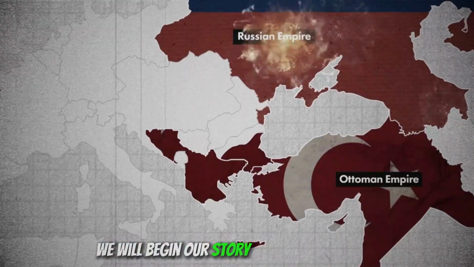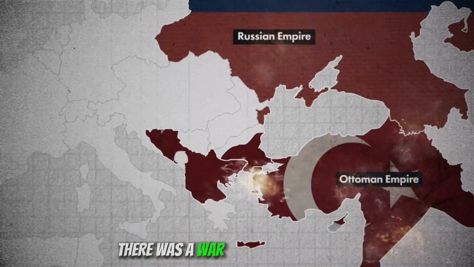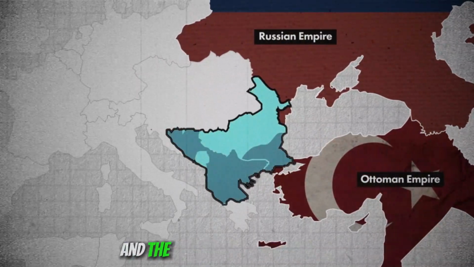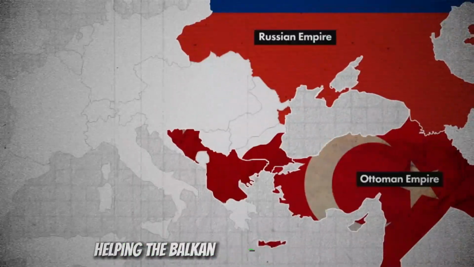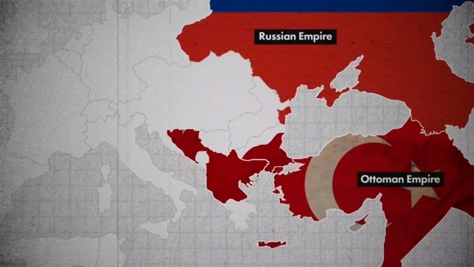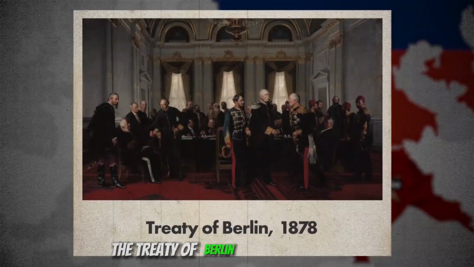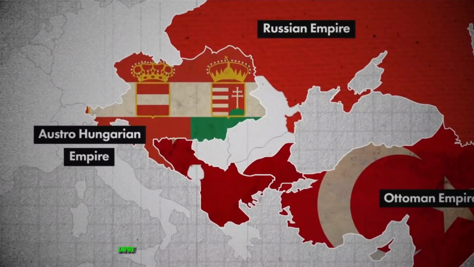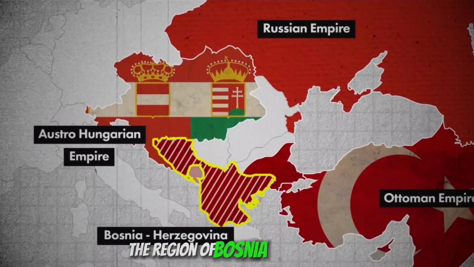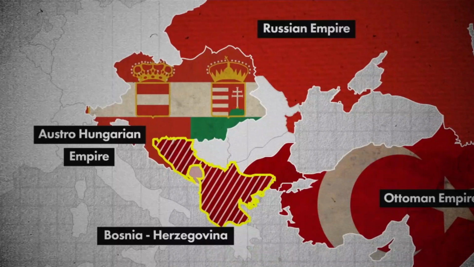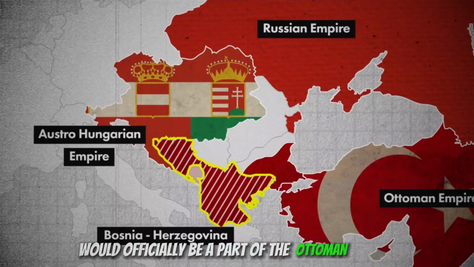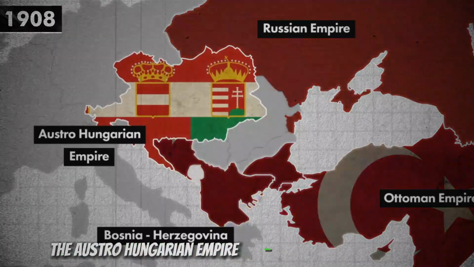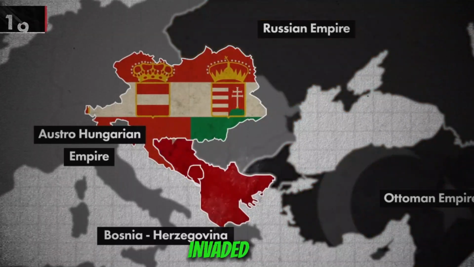We will begin our story from the year 1878. There was a war between the Russian Empire and the Ottoman Empire. Ottoman Empire was on one side, and the Russian Empire on the other, helping the Balkan countries separate from the Ottoman Empire. At the conclusion of the war, the Treaty of Berlin was signed in 1878. According to this treaty, the Austro-Hungarian Empire was given the right to administer the region of Bosnia-Herzegovina temporarily, but the area would officially be a part of the Ottoman Empire. But in October 1908, the Austro-Hungarian Empire annexed Bosnia-Herzegovina, invaded there.